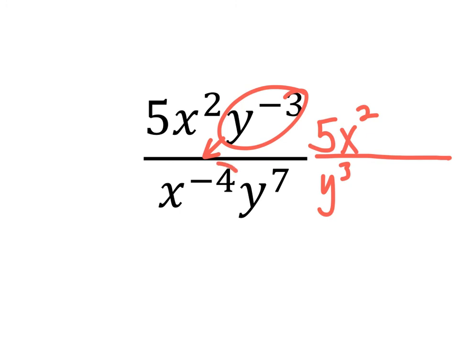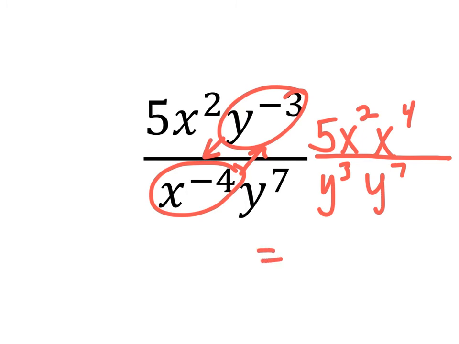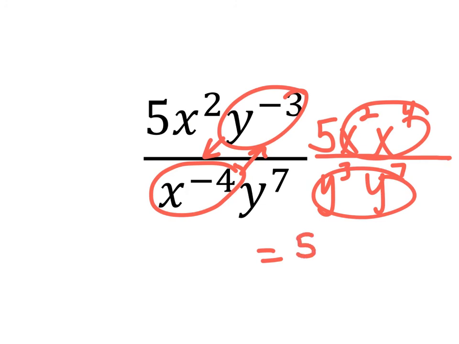Now we go to the bottom. The x to the negative 4th goes up and becomes positive. The y to the 7th stays. So now I can try to simplify. In this case, I have x's and y's set up like that. The top will be 5, and then x to the 6th, because 2 and 4 gives you 6. The bottom, y to the 10th.